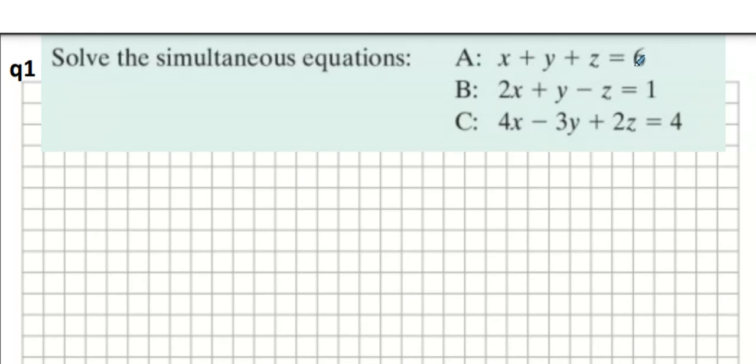Letters. You want two equations with two letters. Everybody got it? And you want the same two letters, so you agree on what you're going to get rid of. You can make any decision you want. I'm going to get rid of Z's.